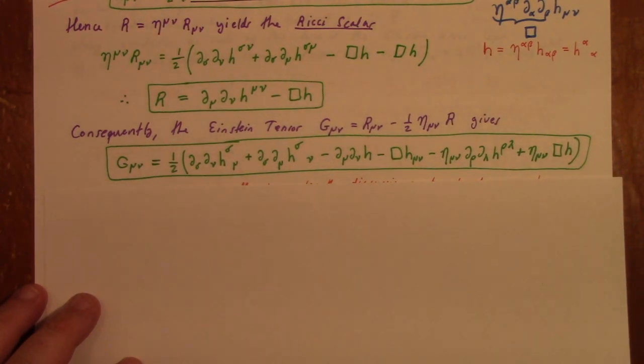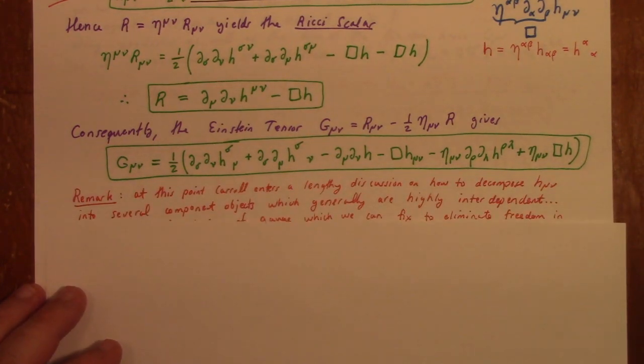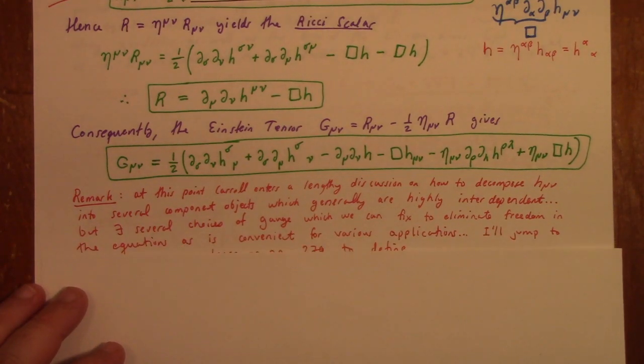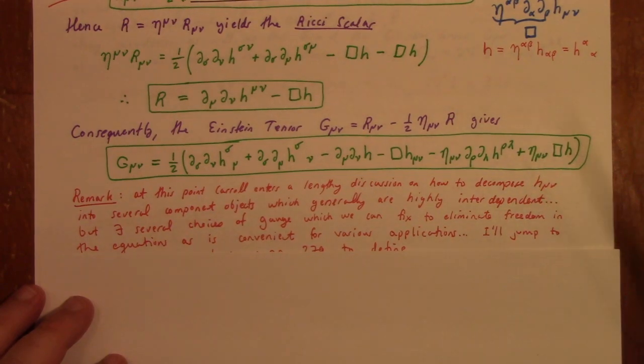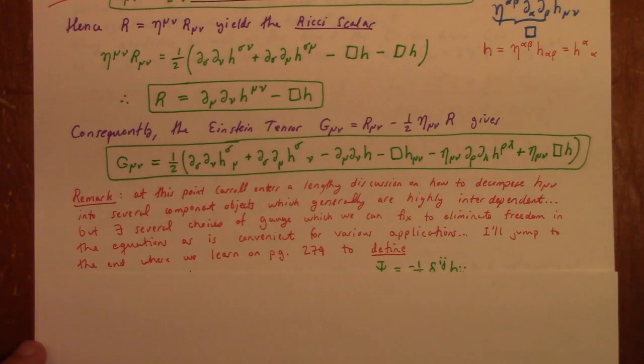I mean, we'll be neglecting it explicitly in this lecture. That much is true. And all right, so then at this point, Carroll enters a lengthy discussion on how to decompose the perturbation into several component objects, which are generally highly interdependent. But there exist several choices of gauge which we can fix to eliminate the freedom in certain equations as it is convenient for various applications.